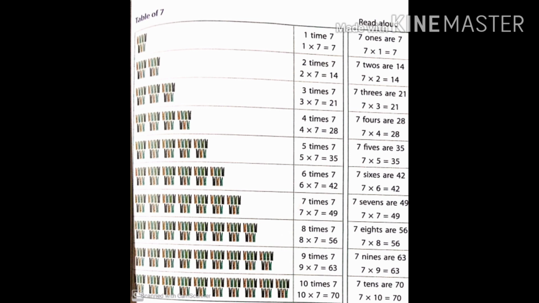Table of 7. Read aloud with me. 7 ones are 7. 7 twos are 14. 7 threes are 21. 7 fours are 28. 7 fives are 35. 7 sixes are 42. 7 sevens are 49. 7 eights are 56. 7 nines are 63. And 7 tens are 70.